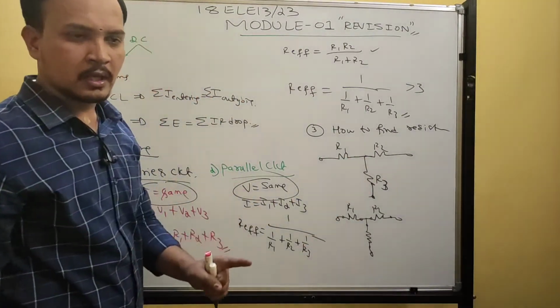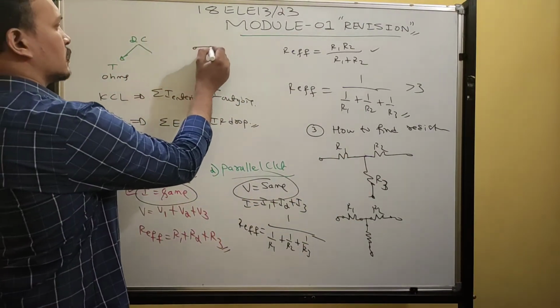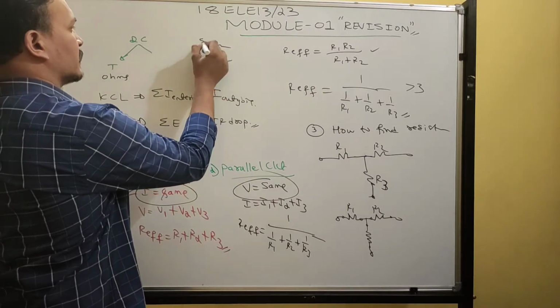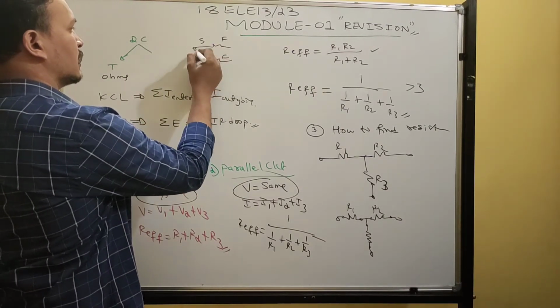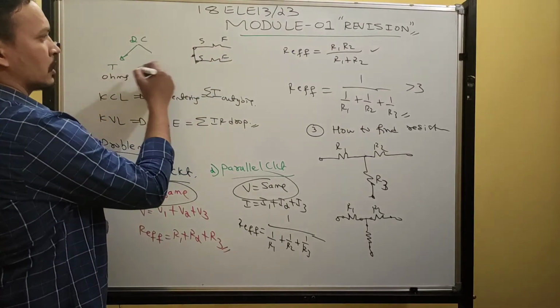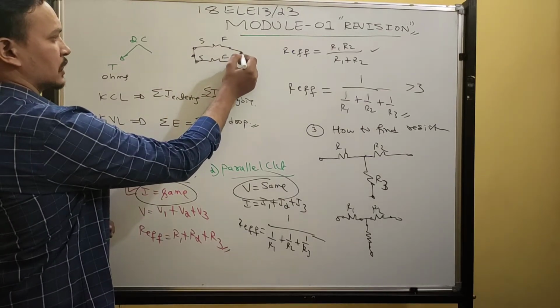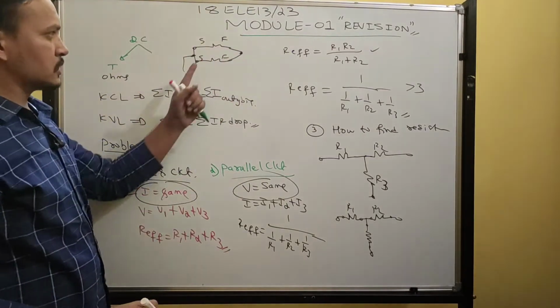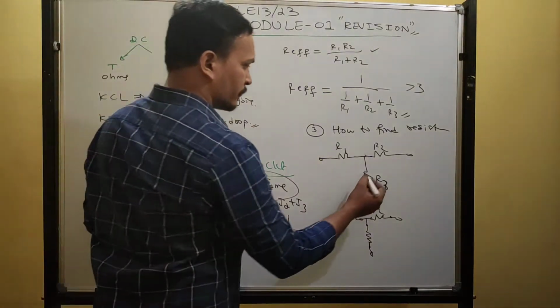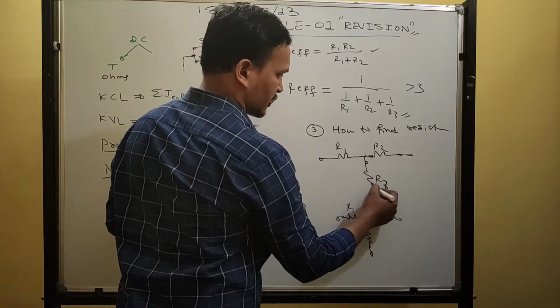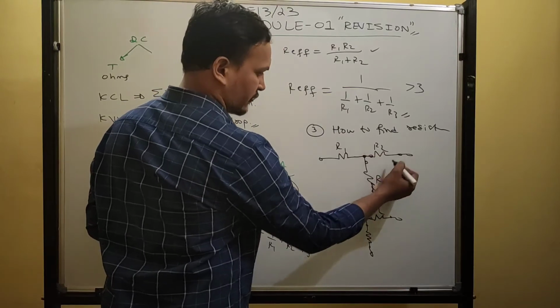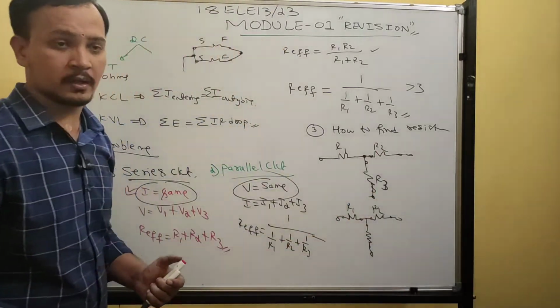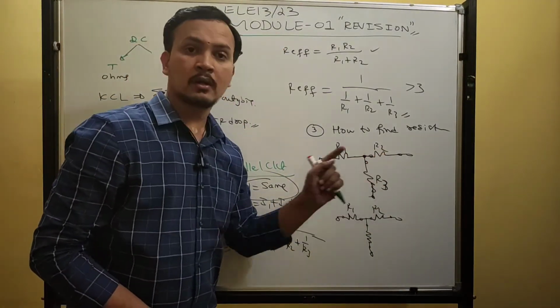Then think about parallel. Parallel means two resistors will be there, with starting and finishing ends. The starting end of each resistor is connected to one common point, and the finishing end of each resistor is connected to another common point. So it is a parallel circuit. See here, the starting end is connected to one common point, but the finishing end is not connected anywhere. Therefore, you cannot say these two are in parallel.